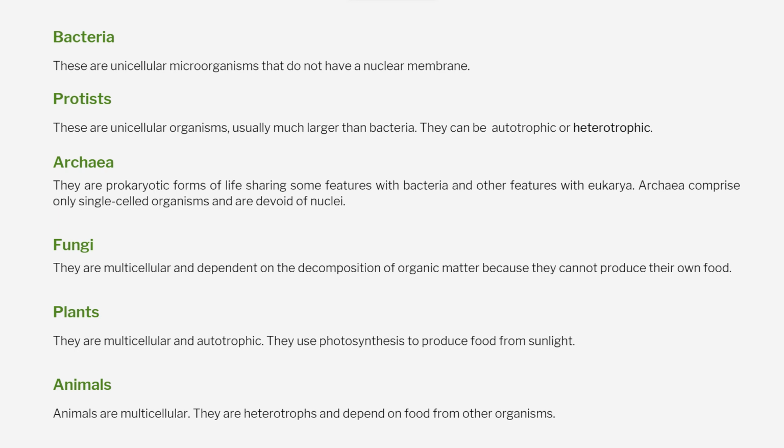Plants. They are multicellular and autotrophic. They use photosynthesis to produce food from sunlight. Animals. Animals are multicellular. They are heterotrophs and depend on food from other organisms.